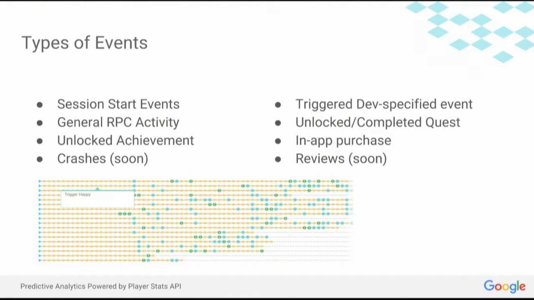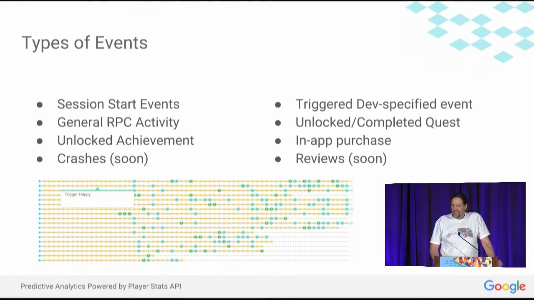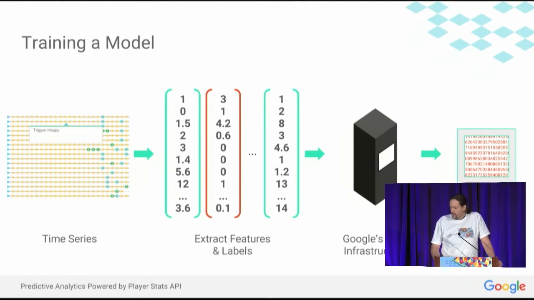If you go to the predictive analytics offering that we have, you can actually see examples of the time series of real people playing your games. And you can see that there's a huge diversity of events that show up in these time series. We've got session starts, any of the events that you define in your game, they show up, in-app purchases, we're working on integrating crashes and reviews, general RPC activity, just tons of stuff shows up in these time series. Well, what do we do with them?